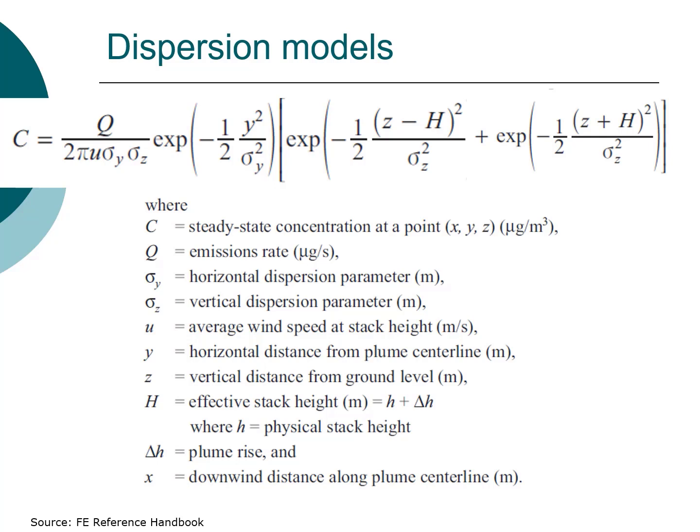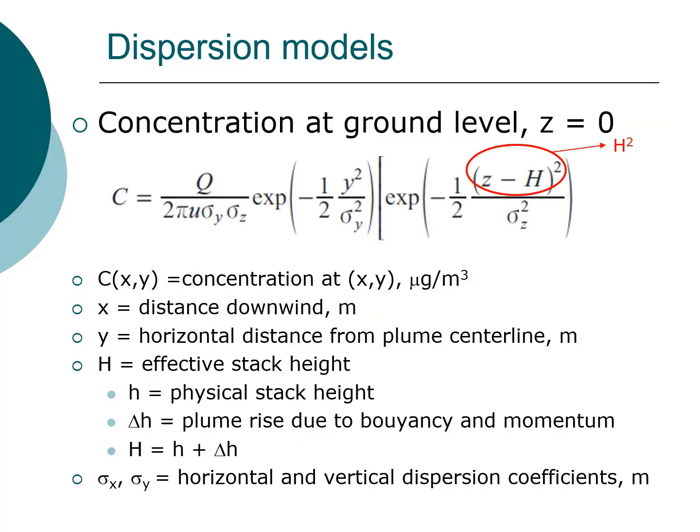Z is the vertical distance from the ground level. And as we mentioned before, the effective stack height is equal to the height of the stack plus the plume rise. We can simplify this equation for a concentration at ground level, and if that is the case, then Z is equal to 0, and the term shown circled in red just becomes h squared.